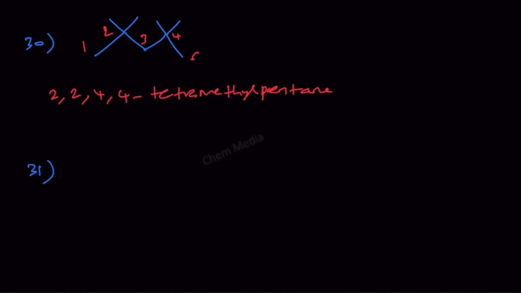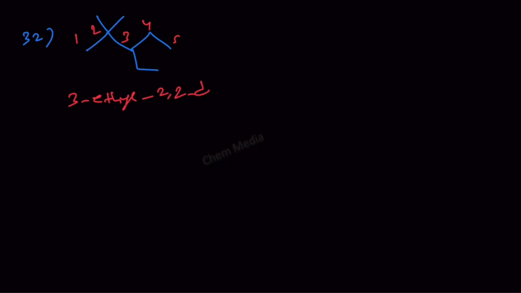And then number 31. Let's write the parent chain and then put 2 methyl groups at 3rd position, 1 methyl group each at 2 and 4th position. So this is 2, 3, 3, 4 tetramethyl pentane. And then number 32. We are exhausted with the pentane isomers with the 4 different methyl substituents. Now we are going to introduce 1 ethyl group and 2 methyl groups. Let's put the ethyl group at 3rd position and then 2 methyl groups at 2nd position. This is 3-ethyl, once again alphabetical order, 2, 2 dimethyl pentane.